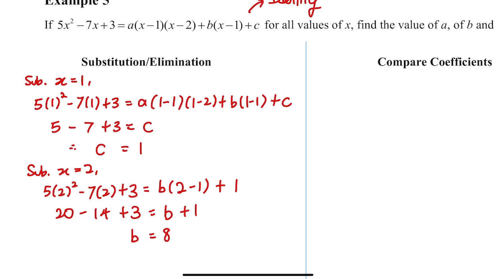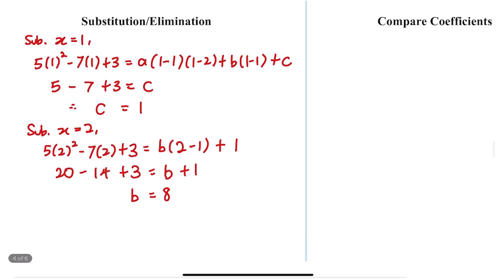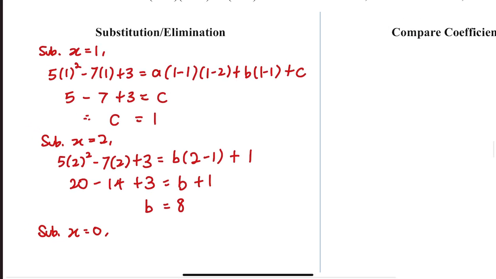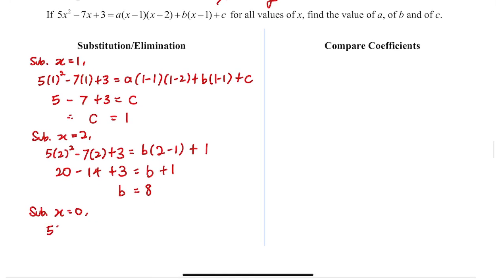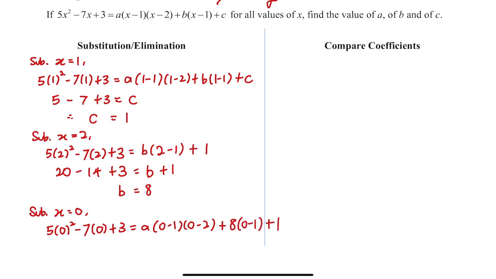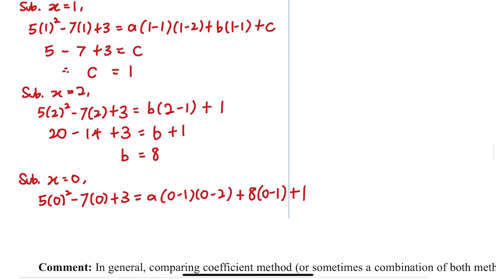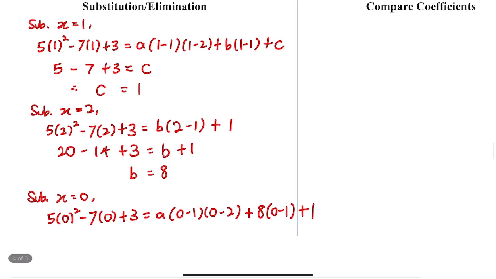So let's use small numbers so that it's easier to calculate. Maybe I'll sub in x equals 0. Then let's observe over here: 5 times 0 squared minus 7 times 0 plus 3 equals a times (0 minus 1) times (0 minus 2) plus b, which is now 8, times (0 minus 1) plus c, which is 1. Therefore, I work it out step by step. I notice that on the left side, any number times 0 is 0. Negative 7 times 0 is still 0.